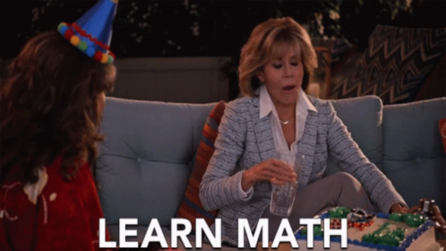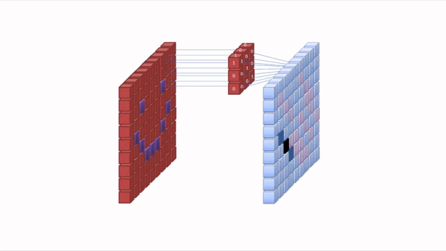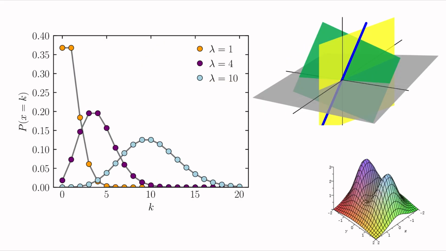First step is learn math. You don't have to be a math genius, but a good understanding of basic math helps in understanding computer vision algorithms. Math is what makes everything work behind the scenes. Some key areas to focus on are probability and statistics, linear algebra, and calculus. These are the foundations for most algorithms in computer vision.